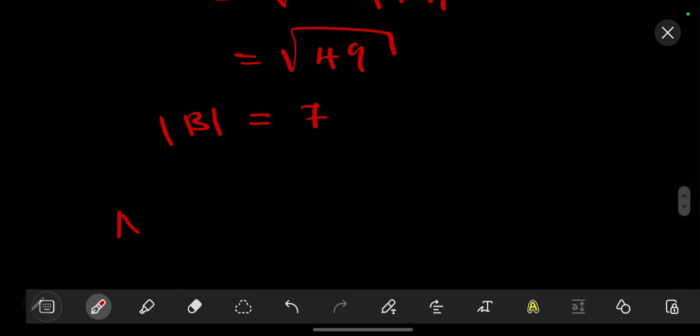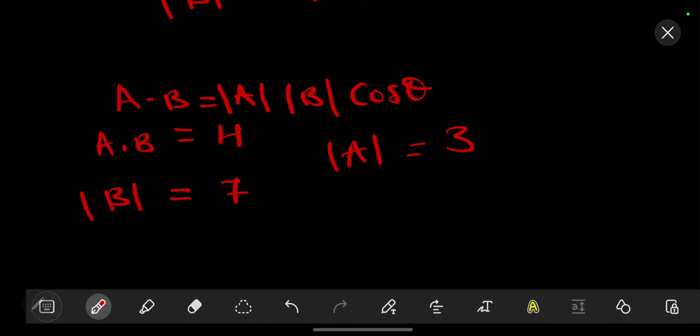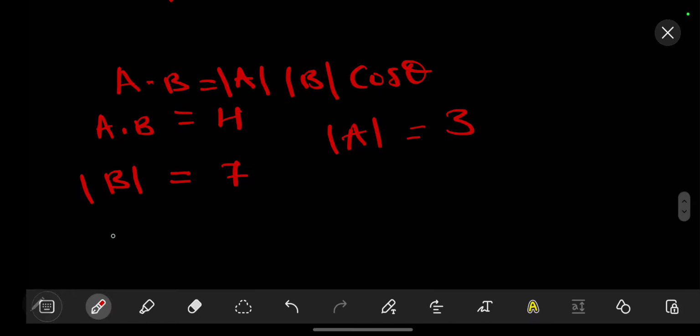So if we have everything, we can write A dot B should be equal to the magnitude of A times the magnitude of B times the cosine of the angle theta. So we can just replace. We know that A dot B is equal to 4, the magnitude of A is equal to 3, the magnitude of B is equal to 7. So we put 4 equal to the magnitude of A, which is 3, times the magnitude of B, which is 7, times the cosine of theta.